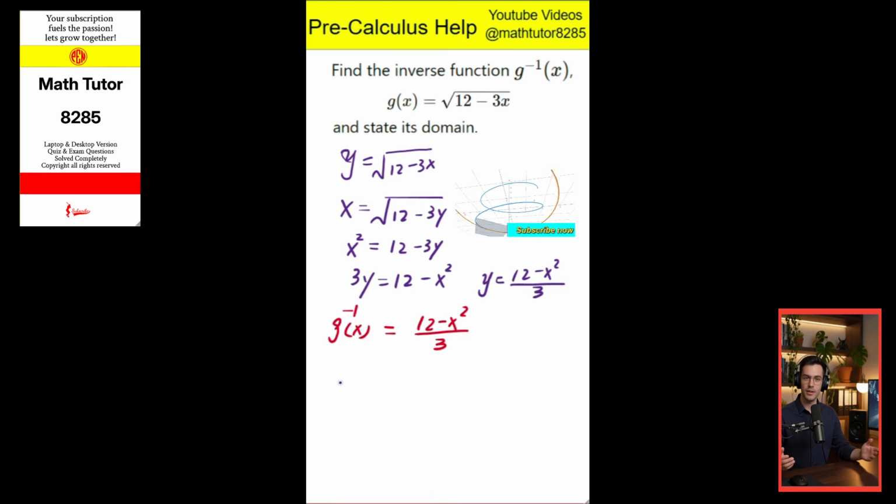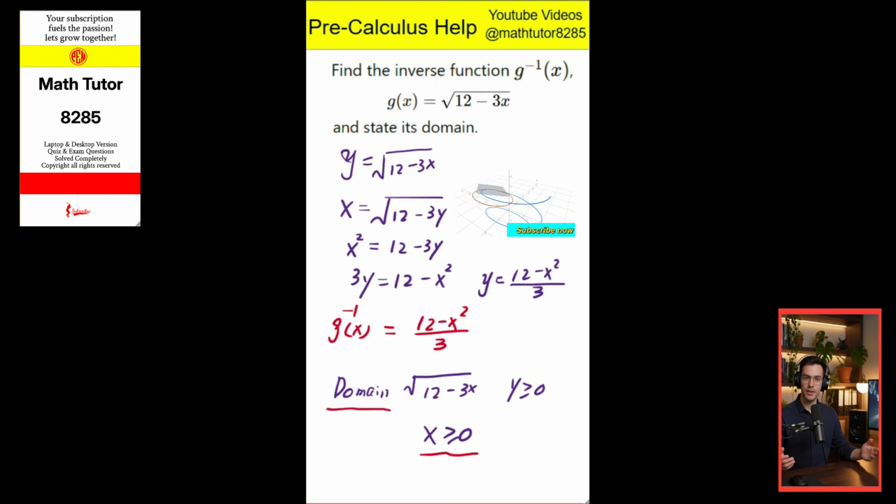Since square roots always give non-negative outputs, we say x must be greater than or equal to 0. Next step is to state the domain of the inverse. The domain of the inverse function is the same as the range of the original function. Since the original function outputs values greater than or equal to 0, we conclude that the domain of g inverse is all x greater than or equal to 0.